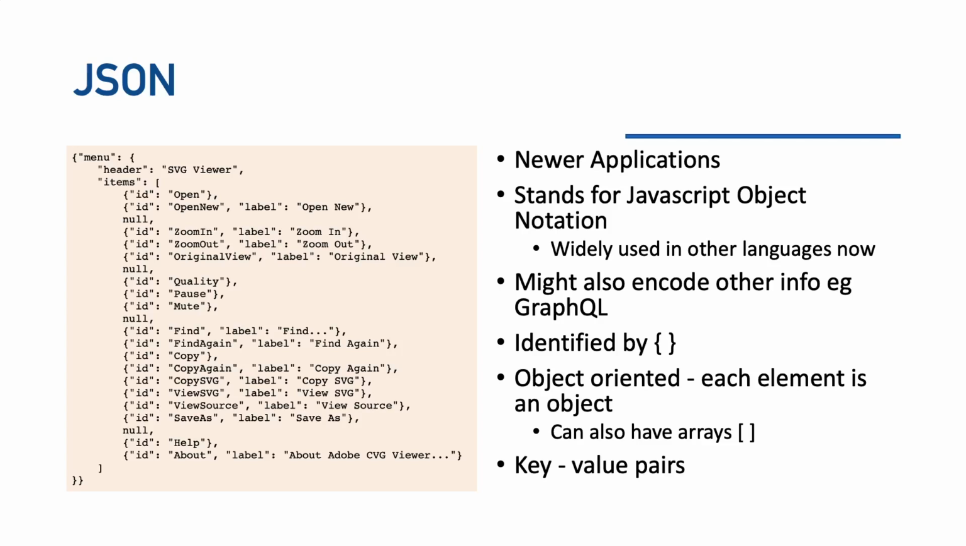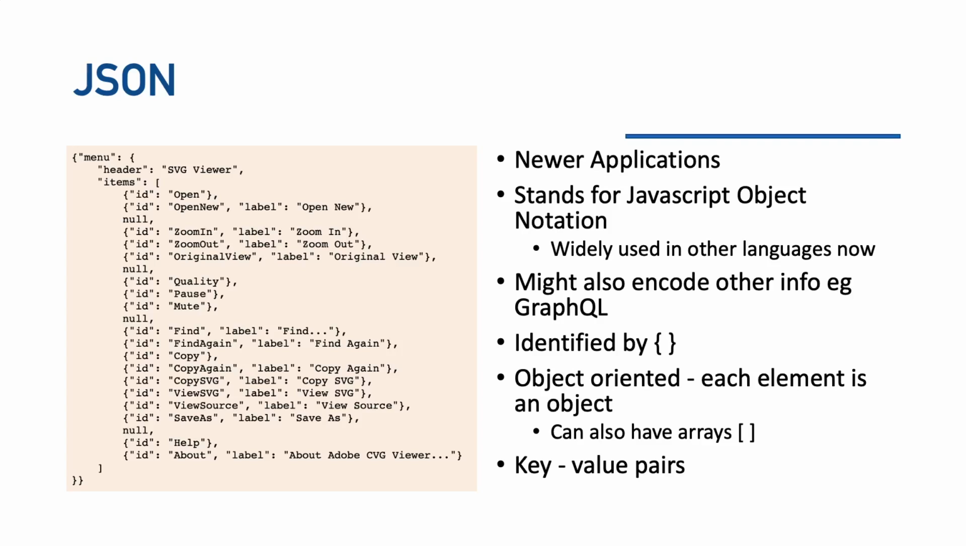Now, the second one is JSON. Same stuff on this slide as well. It's literally just the JSON version of the previous XML. New applications, very, very common in RESTful APIs. It stands for JavaScript Object Notation. It used to be used when JavaScript printed stuff to the console. Now it's widely used in other languages. It's pretty much the default way of getting data now, encoding data.